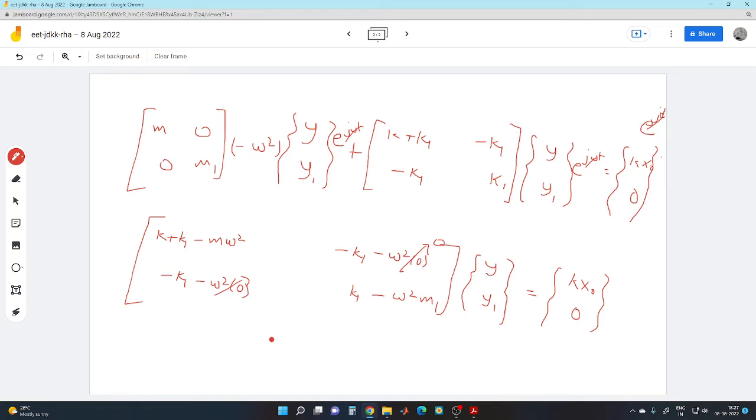So if we write this final form of the matrix, it will be k plus k1 minus m omega square, minus k1, minus k1, and k1 minus omega square m1. This is the above matrix, right? If we take the inverse of this matrix and multiply to this side, we can get the Y and Y1 amplitudes, the maximum amplitude of the two masses. And then we can minimize Y. That is the procedure to be followed.